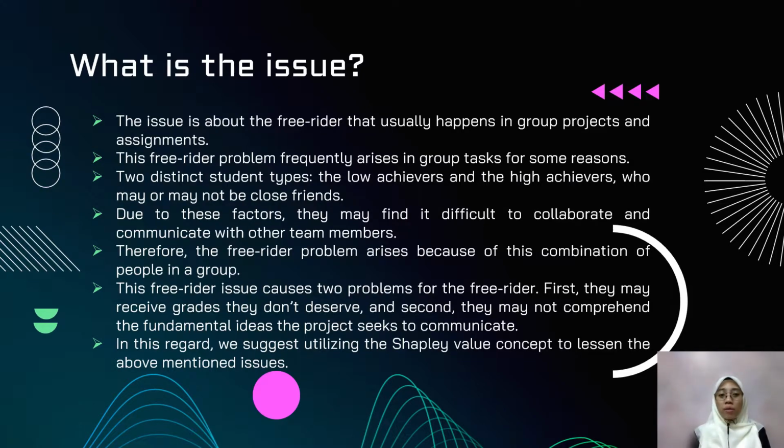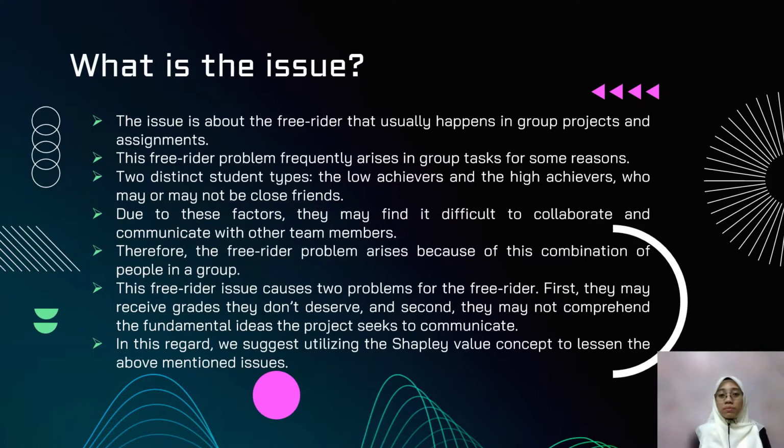As a result, one or more members have the chance to shift their focus from lending a hand and reduce the amount of work they put in, knowing that they will still get a profit from the efforts of other members. This free rider problem frequently arises in group tasks for some reasons. We assume that a group will include at least two distinct student types, the low achievers and the higher achievers, who may or may not be close friends. Due to these factors, they might find it difficult to collaborate and communicate with other team members, and they frequently keep quiet and watch what others do. Therefore, the free rider problem arises because of this combination of people in a group.